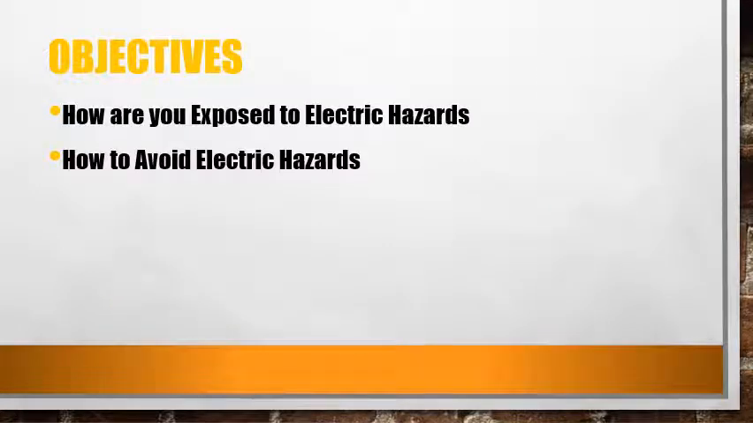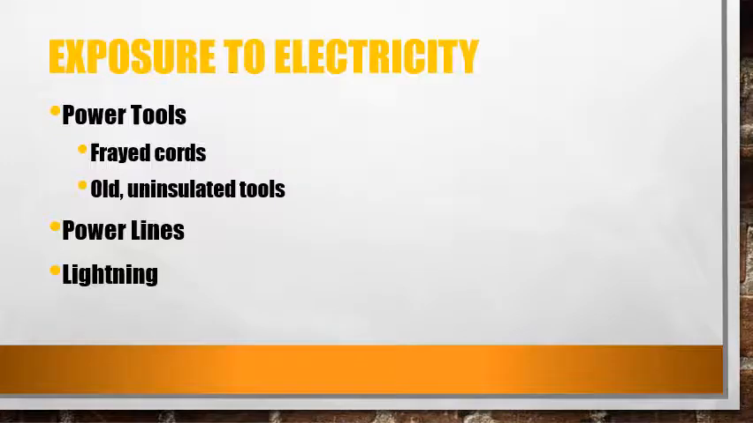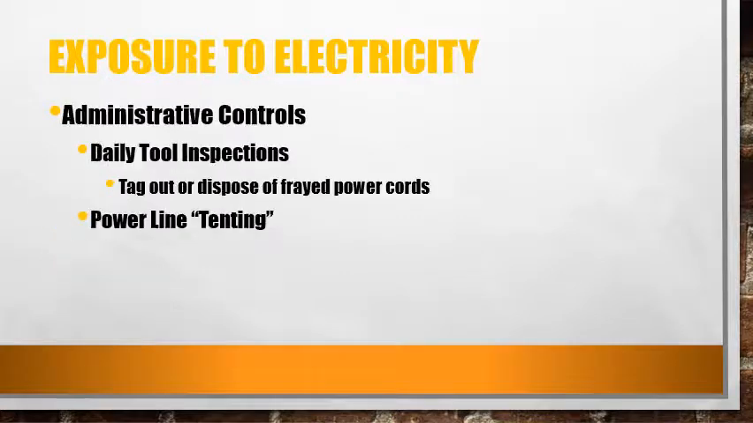So let's talk about how we are exposed to electrical hazards and how to avoid these electrical hazards. Your primary exposure to electricity at GKW is going to be from power tools, particularly from power cords or tools themselves. You're also going to encounter exposure to electricity from power lines or from lightning. In order to diminish your exposure, we require that you inspect your tools daily. As you drag out your power cord at the beginning of the day, check for frayed spots in the insulation along the power cord. If it is frayed, tag out or dispose of all frayed power cords.